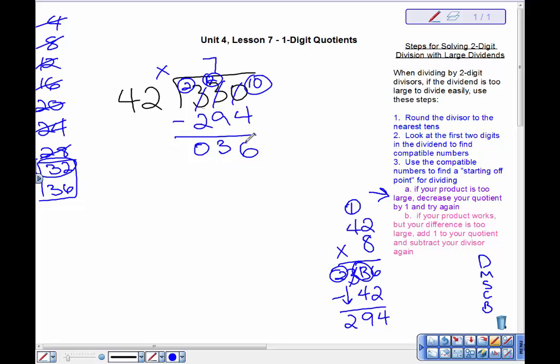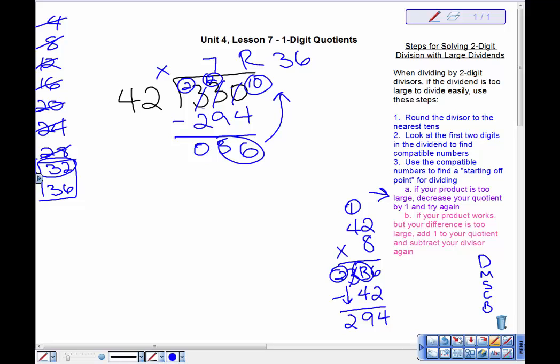If I compare, 36 is less than 42, so I'm good. The 7 is good. And I don't have any other numbers to bring down, so this 36 becomes my remainder. So my final answer is 7 with a remainder of 36. Doing longer division problems really isn't that much more difficult as long as you're remembering to use these steps over here and as long as you're taking your time and working carefully.